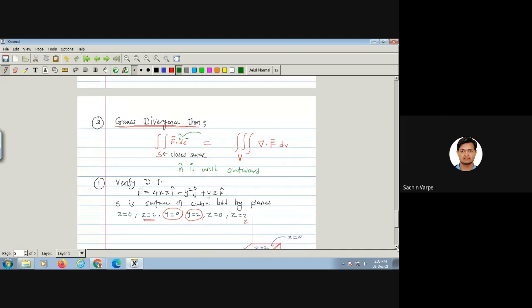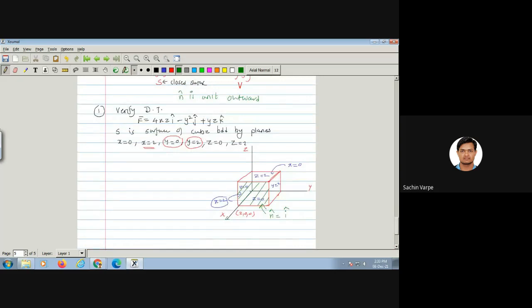So it should go outward from the surface. If we consider minus I cap, then that will be inward, inside the surface. That is wrong. So n cap will be I cap. And what is the area element for this surface? That x equal to 2 is a plane parallel to yz plane. Therefore, the area element is dy dz. Is this clear? For this front surface.